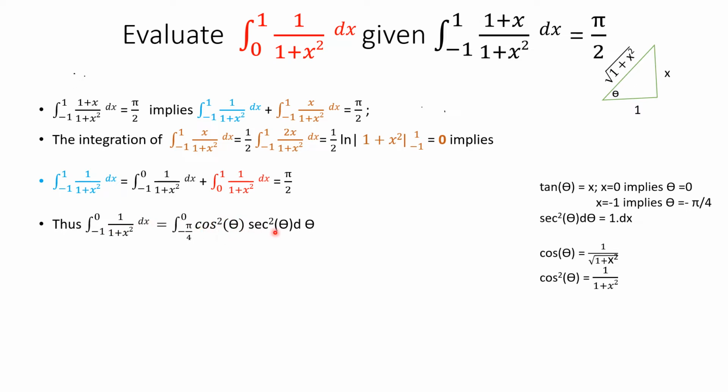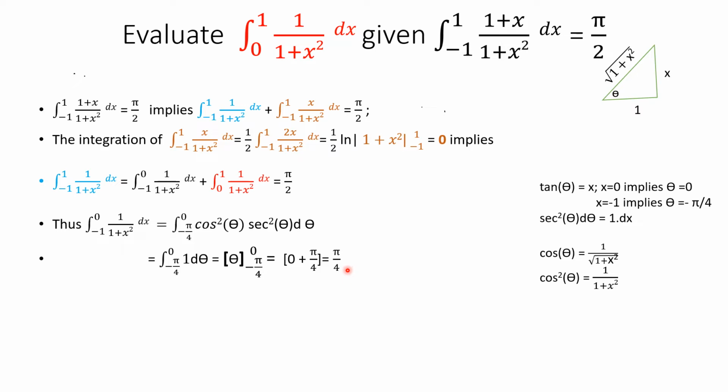So let's proceed with the integration of this one. Luckily, we have a function multiplied by the reciprocal of that function. So these two will end up giving us the integration of just 1 d theta with the same limits. If we do the math, integrating 1 will give us theta. We have to evaluate theta between negative pi over 4 and 0. If we do so, the result will be equal to pi over 4.